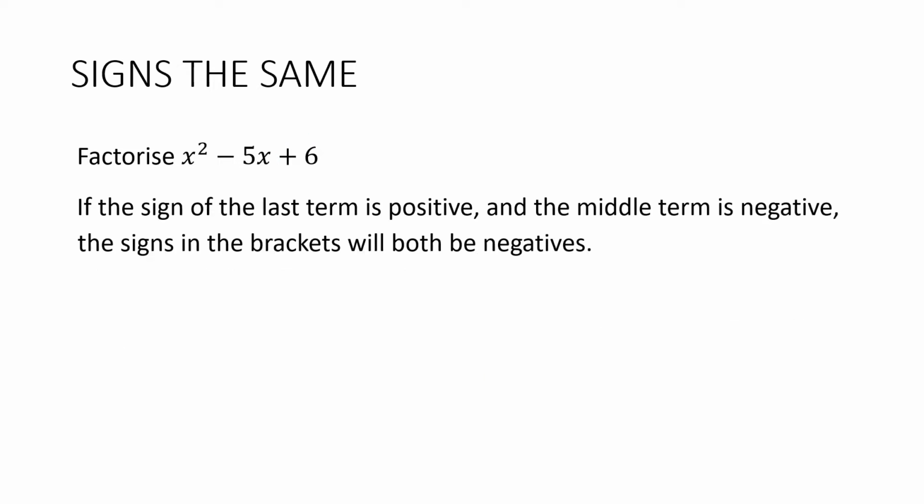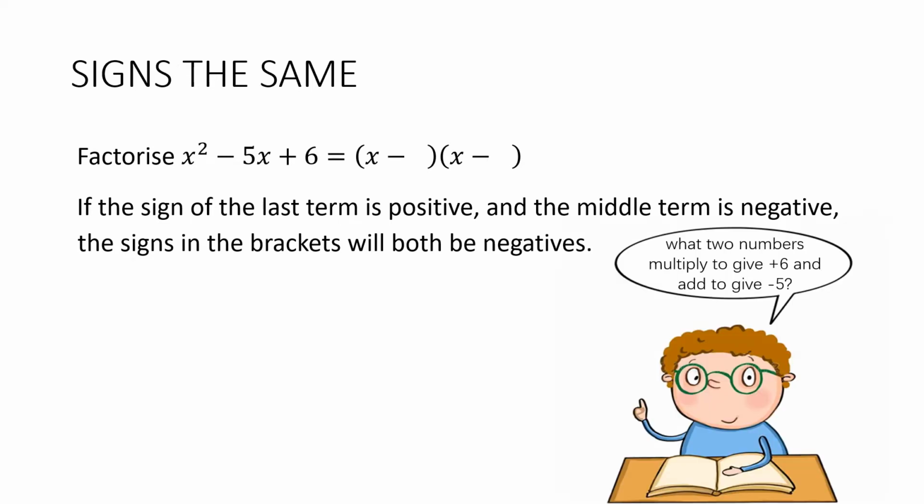If the sign of the last term is positive and the middle term is negative, then the signs in the brackets will both be negatives. But we're going to ask the same question. What 2 numbers multiply to give positive 6 and add to give negative 5? And in this case, they're negative 2 and negative 3. And so our factorisation is x minus 2, x minus 3.